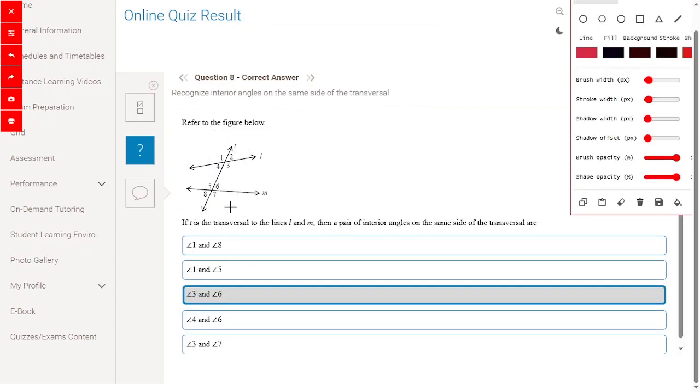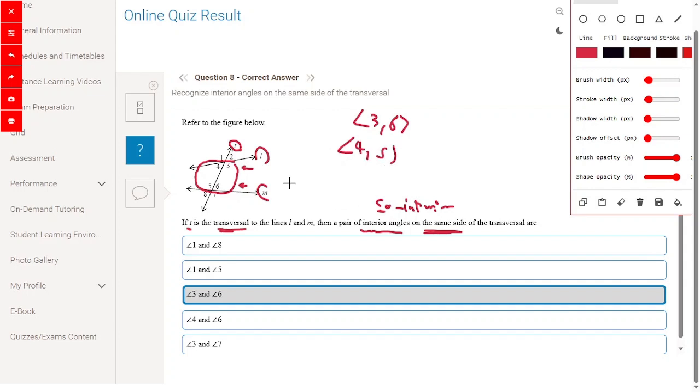Refer to the figure below. We have this figure. If T is a transversal to the lines L and M, then the pair of interior angles on the same side, or co-interior, we can say also co-interior, are the angles between the two lines on the same side of the transversal. For example, angle 3 and 6, and angle 4 and 5. These are interior angles on the same side.